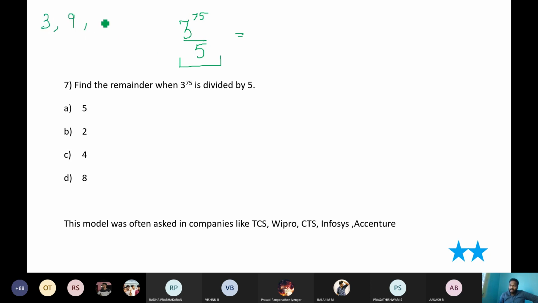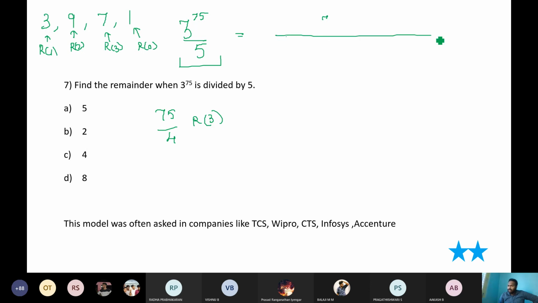3, 9, 7, 1. If the remainder is 1, then this is my answer. The remainder is 2, then this is my last digit. The remainder is 3, then this is my last digit. The remainder is 0, then this is my last digit. Okay, so 75 by 4. What is the remainder, guys? 72 is divisible, so the remainder is 3. The remainder is 3, then the last digit is 7.